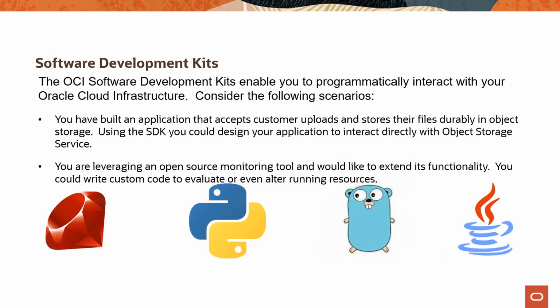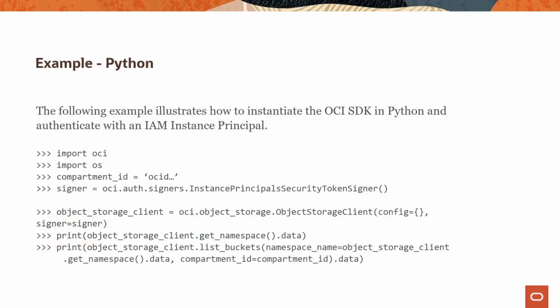Now, these software development kits, as we mentioned, are an abstraction of the API functionality, currently available in Ruby, Python, Go, and Java. I have a brief example here that we'll take a look at. So this is a Python sample, and essentially what this is going to do is import the OCI SDK, the OS modules for Python, and then we're simply going to create a signer. So we'll authenticate, and we're going to list all of the OCI object storage buckets available in the designated compartment.